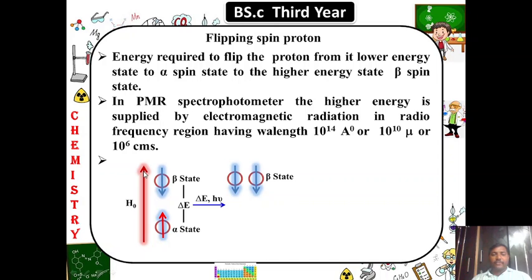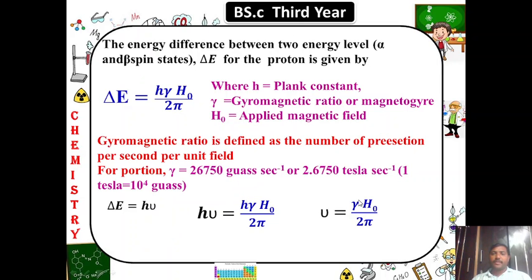This is the applied magnetic field. This is the ground state. This is the excited state. After applying energy, the spin goes to the parallel beta state. It goes to the beta state. The energy difference between the two nuclei.